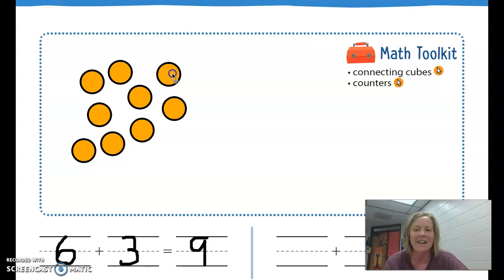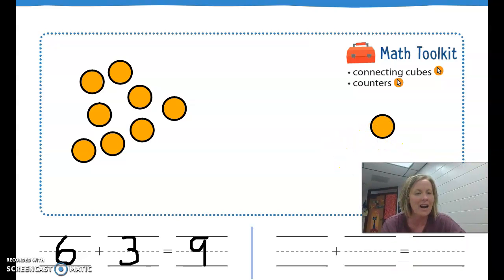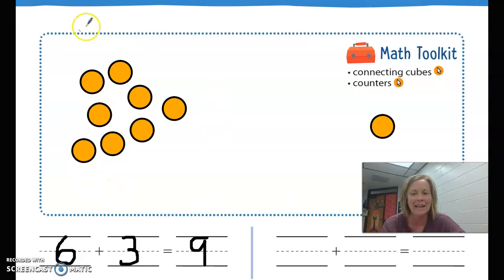All right, now it's Miss Martin's turn. I'm going to just put 1 over here. So now let's write our number sentence for mine. How many here? 8 plus 1 equals 9. I want you to go ahead and write the number sentence that matches how you divided your counters up. Nice job, boys and girls.